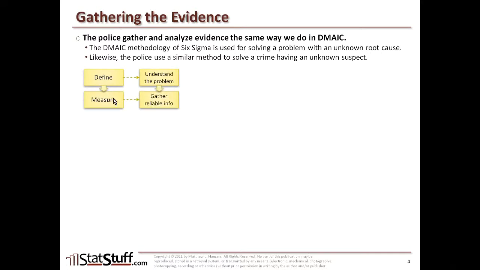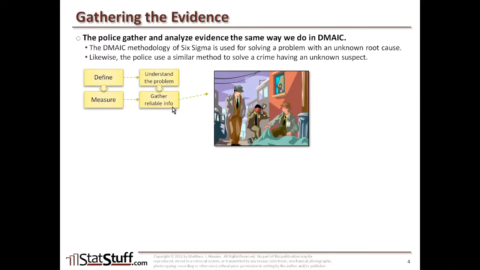Then from there we go to the measure phase, where we're trying to gather reliable information. Again, that's similar to the police looking at the crime scene, trying to make sure they collect all the necessary evidence and do it in a trustworthy manner, so they can trust the reliability of the information they're collecting. Once they've got that data collected, they go on to what we call the analyze phase in DMAIC, which is where we're trying to identify the root cause.